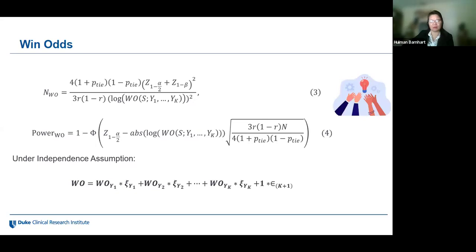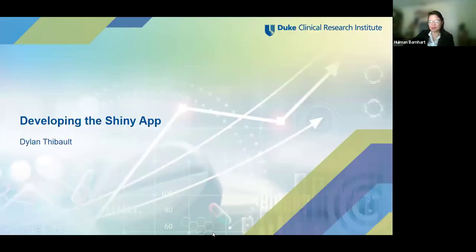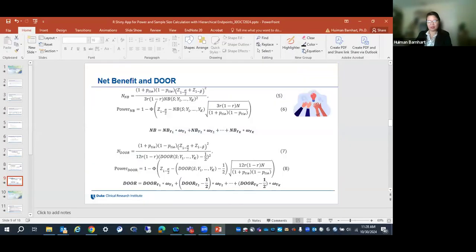I'm not going over the details, but what you can see is the formulas here for the net benefit and the DOR. So the challenge is that there are a lot of formulas. You need to have a program that accommodates all types of endpoints and any number of endpoints. So how do you program this and make an app that's easy for people to use? This is where Dylan is going to come in to show you how this works. I'm going to stop sharing and let him share his slides and show you how this is done.